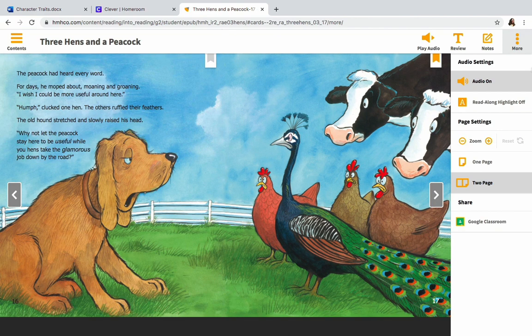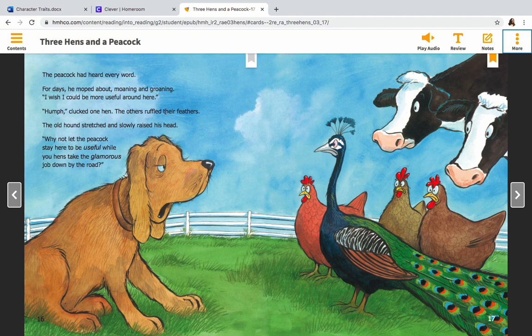There we go. The peacock had heard every word. For days he moped about, moaning and groaning. "I wish I could be more useful around here." "Humph," clucked one hen. The others ruffled their feathers. The old hound stretched and slowly raised his head.